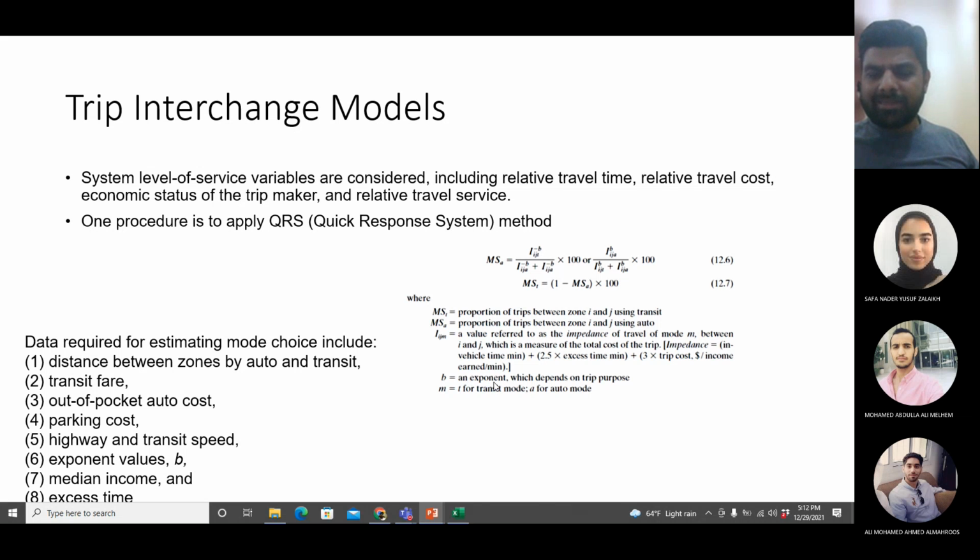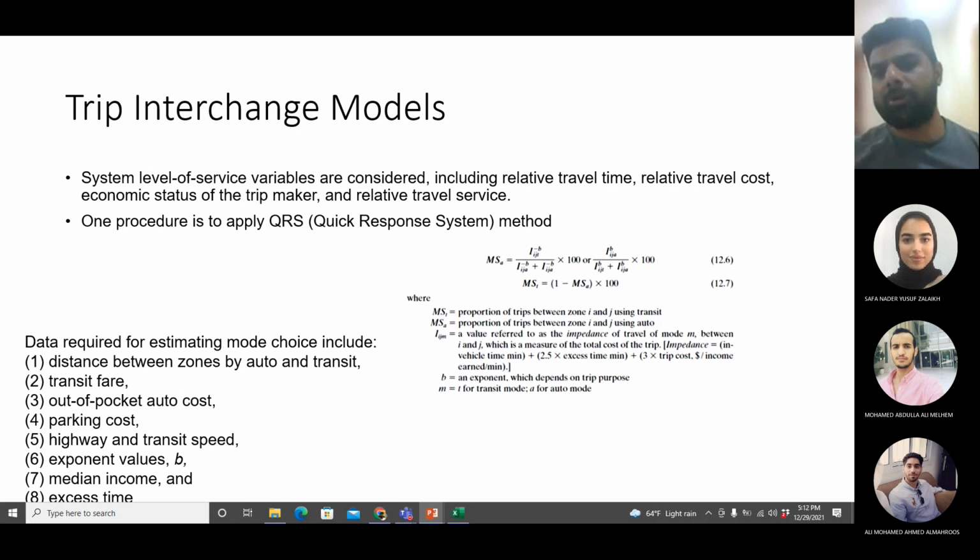And B, like I said, is a constant, and they are saying it depends upon the trip purpose. So the value of B depends upon the trip purpose. Again, you have to collect some data and calculate the value of B yourself, but in the examples I will show you some standard values, the default values.